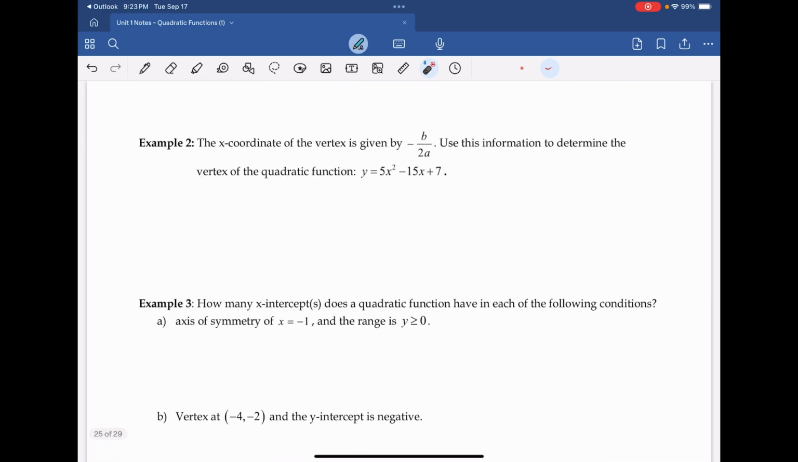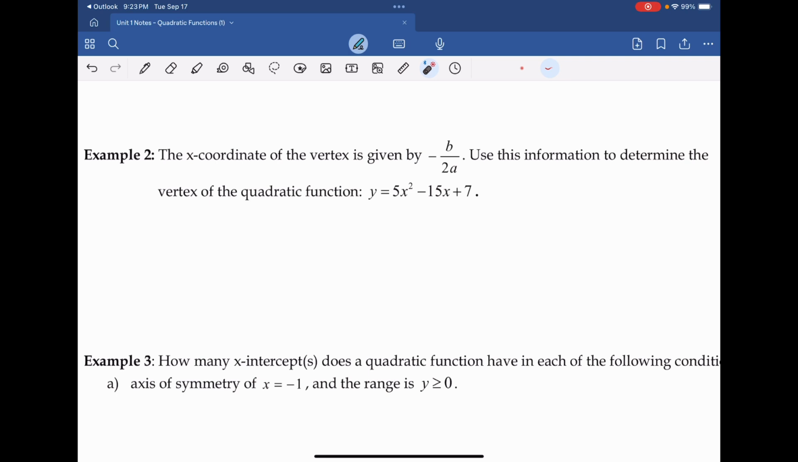Okay, now flipping over to example 2 here, what we're going to look at is they say the x-coordinate of the vertex can be given by negative b over 2a. Use this information to determine the vertex of the quadratic function y equals 5x squared minus 15x plus 7.